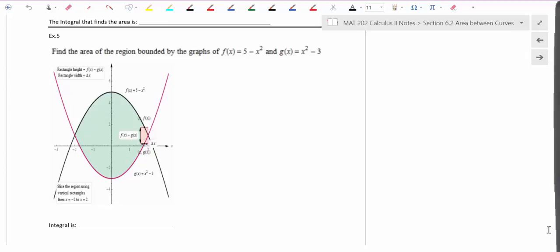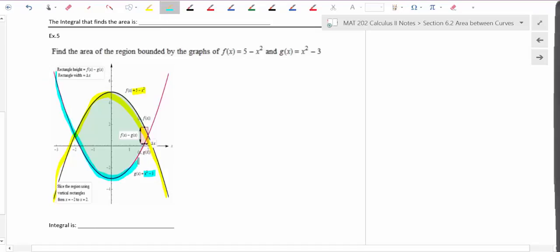Alright, so what we are going to begin with here is an example where we have two curves. We have two quadratic functions going on here. So the top curve is 5 minus x squared. That represents this curve right here. And then we have a second curve, which is the quadratic x squared minus 3, which represents this curve right here.